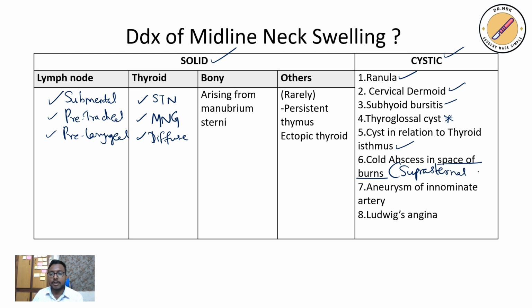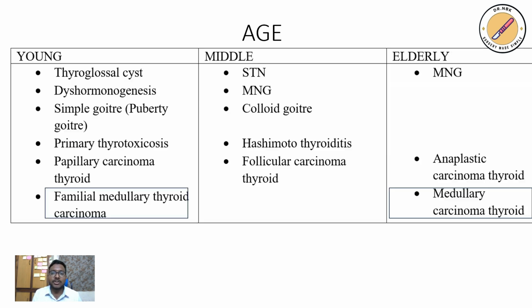Rarely you can get a cold abscess in that particular area, the suprasternal space, which is called the space of Burns. Then very rarely you can get an aneurysm of the innominate artery, nothing but the arch of the aorta. Then Ludwig's angina, which is very common, you see it in ENT usually in immunocompromised people. So these are the examples of differential diagnosis for midline neck swelling. All right, now let's get into the case sheet part.